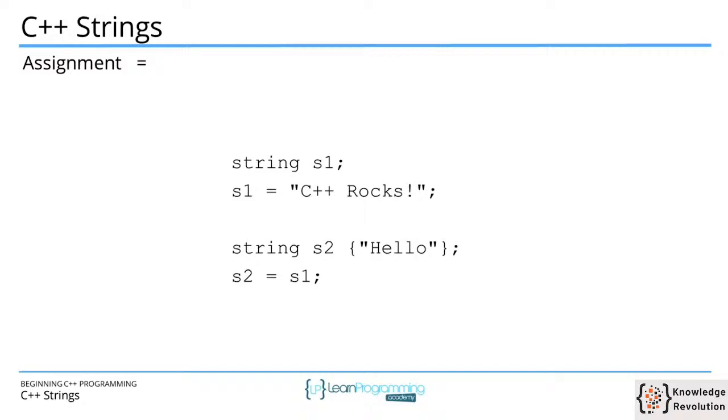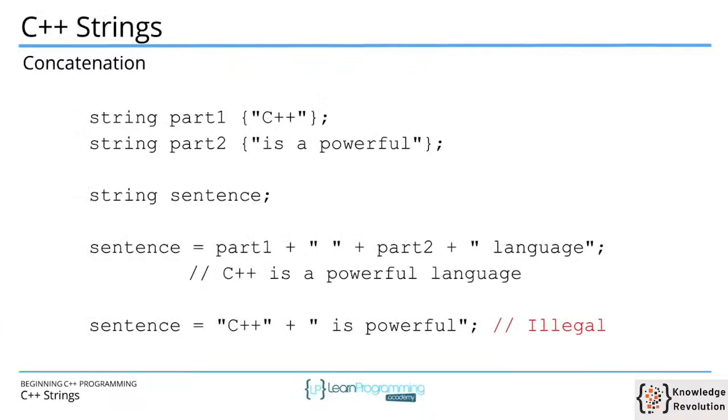Let's see how we can concatenate strings together. Concatenation of strings just means building up a string from two other strings. We can use the plus operator to concatenate C++ strings. In this example, I created two strings, part 1, which is C++, and part 2, which is powerful. Then I have an empty string sentence. Notice that I'm assigning to sentence the concatenated result of part 1 plus a space plus part 2 plus a space plus language. If I displayed sentence now, it would display C++ is a powerful language.